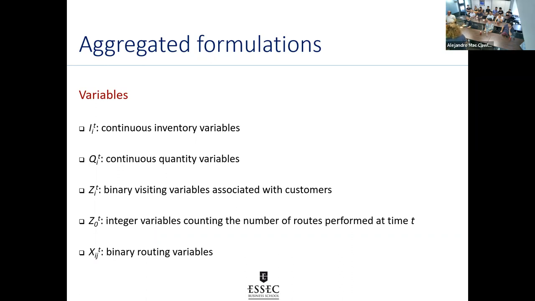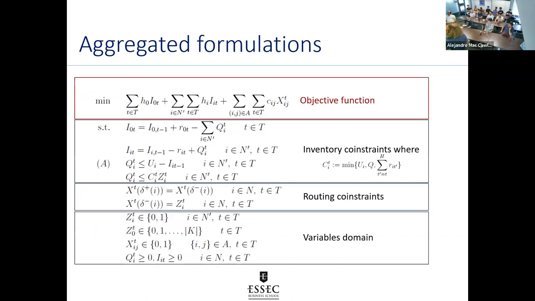Okay, so this is the set of variables. And here is the formulation, what is called formulation A, which is incomplete, as you will see in a moment. On top we have the objective function. I will not enter into the details of modeling, but anyway, the objective function is the sum of three cost terms.